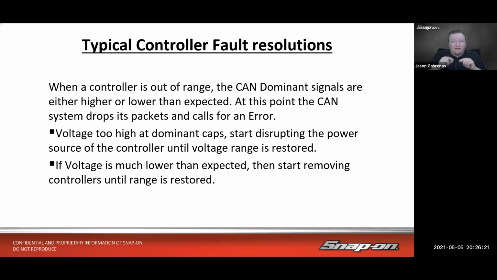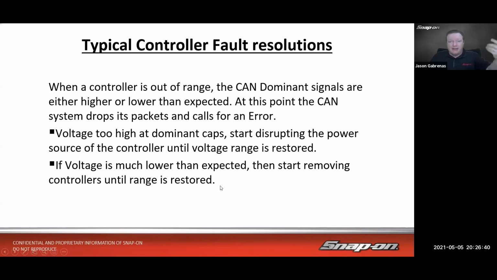If I have a scope pattern where I have too high a voltage, like it's shorted to 5 volts or something, start disrupting the power source of the controller until it restores its voltage range. So I could go one at a time to narrow down the controllers. If it's much lower than expected, you can start removing controllers once again, to find the controller.